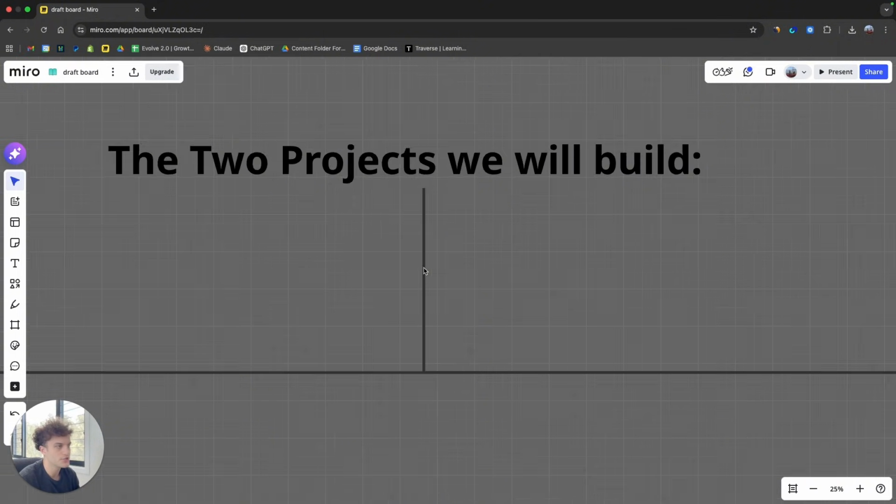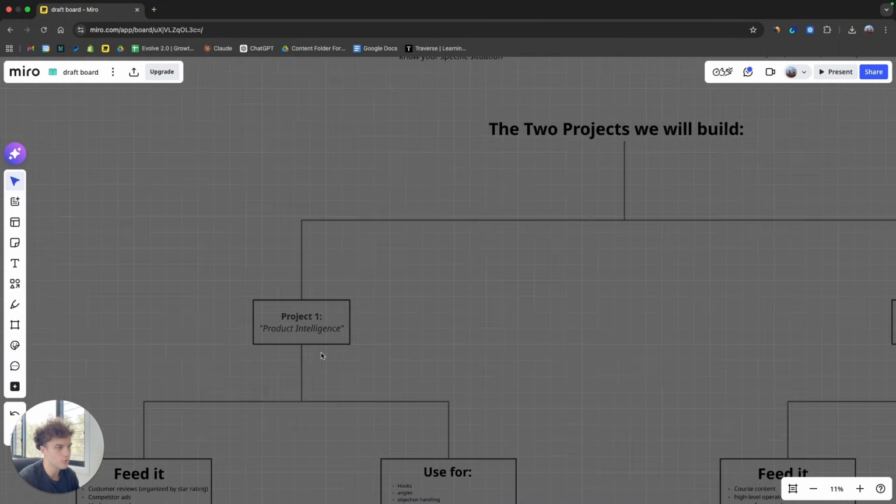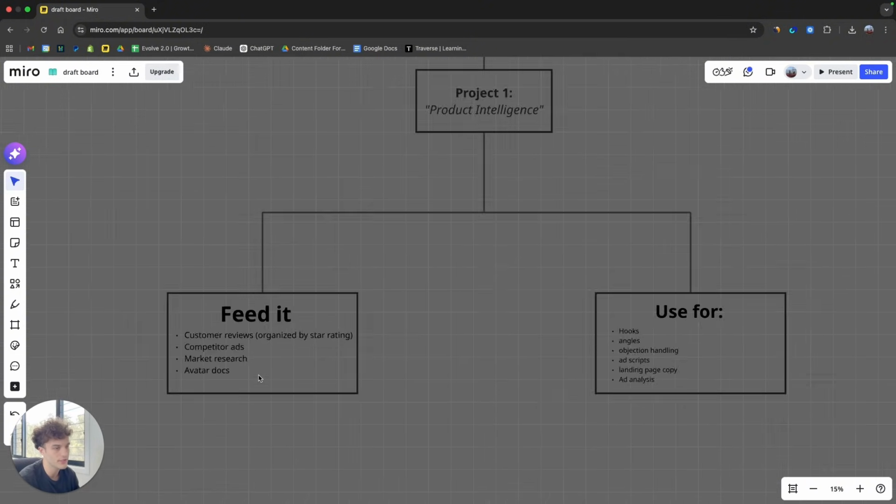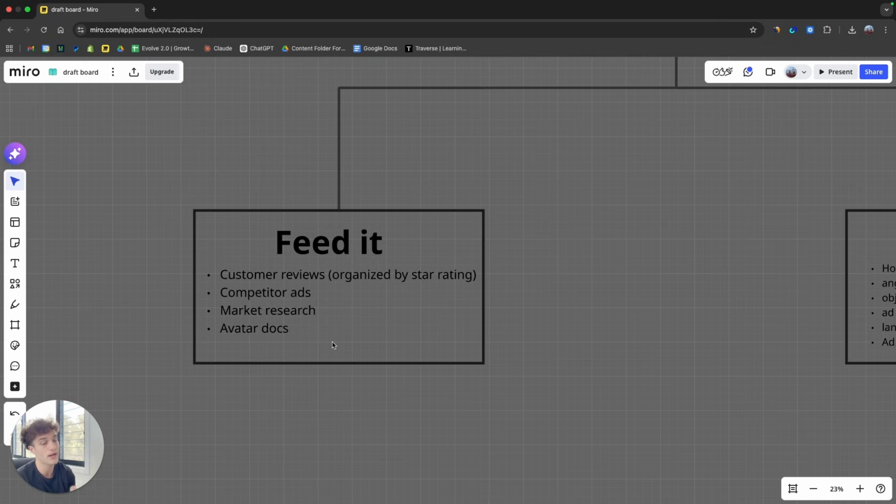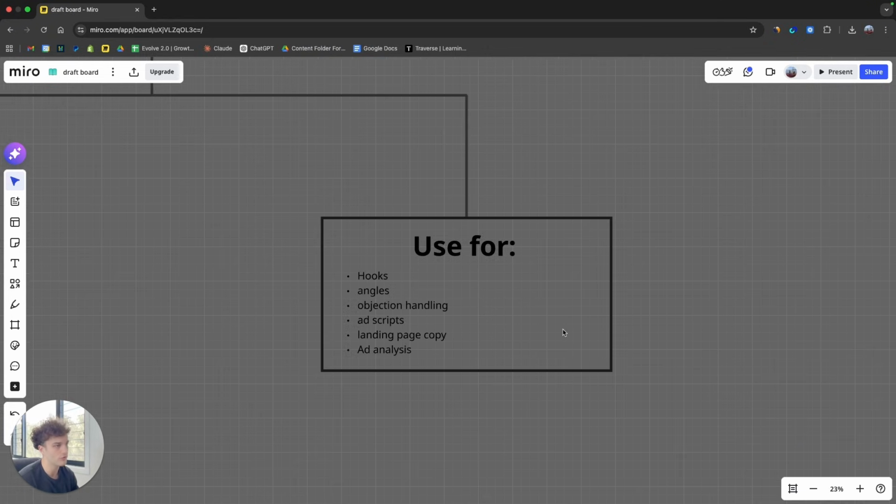So in the earlier stages, I would build 2 projects. The first one being the product intelligence one. And essentially what this is, is everything about our product, avatars, market. And then I would utilize it for potentially creating hooks, angles, objection handling, scripts, landing page copy, analysis of my ads.